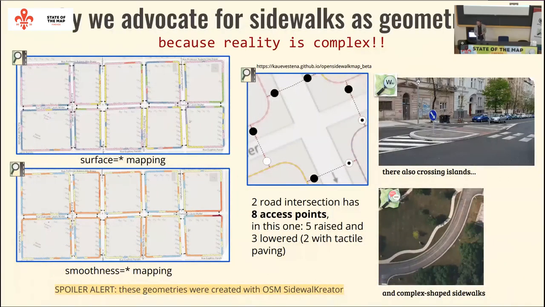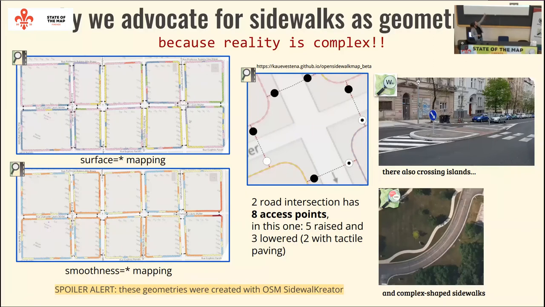Talking about this, why do we advocate for sidewalks as geometries? Well, in the first place, because reality is complex. There we have two examples of mapping sidewalk furniture and mapping sidewalk smoothness. That is the reality in most parts of Brazil. You cannot go from one block corner to another on the same type of sidewalk. Many times when you have two neighbors, one neighbor has a sidewalk of one type and the other a totally different sidewalk. So only by doing detailed mapping can we know for sure what the real situation is, I think.